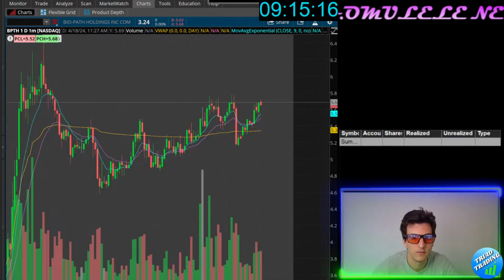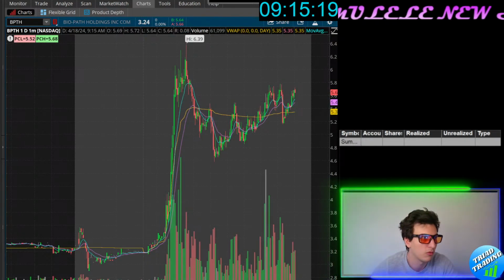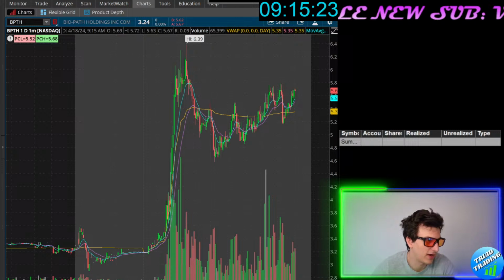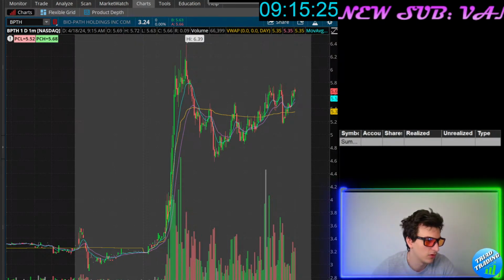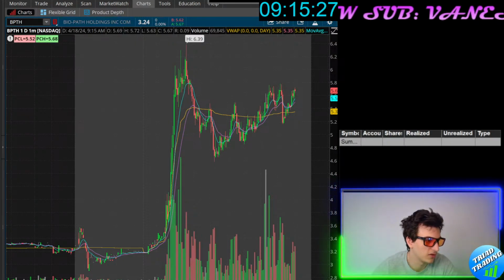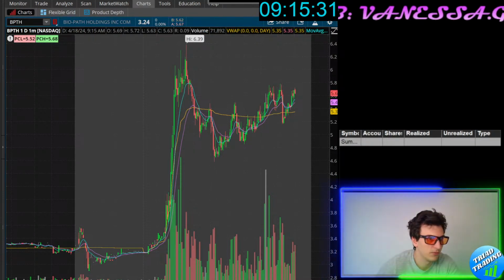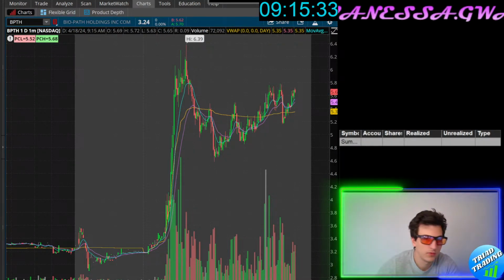So that's why we like low floats, because the potential demand or the factor of turning the float can cause an explosive move. So BPTH, definitely give me a watch today.